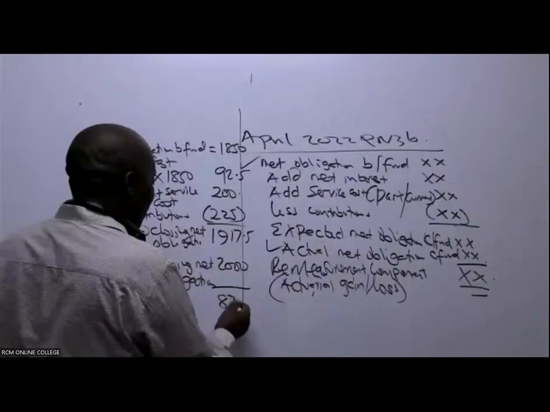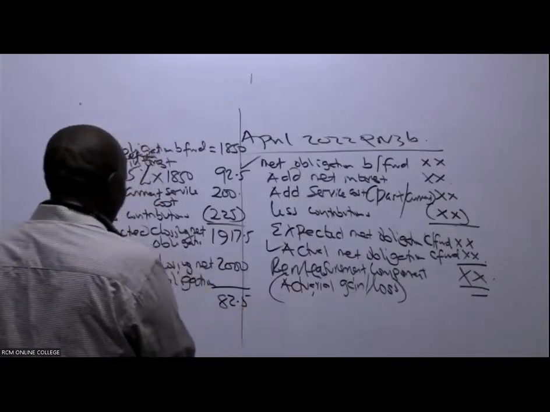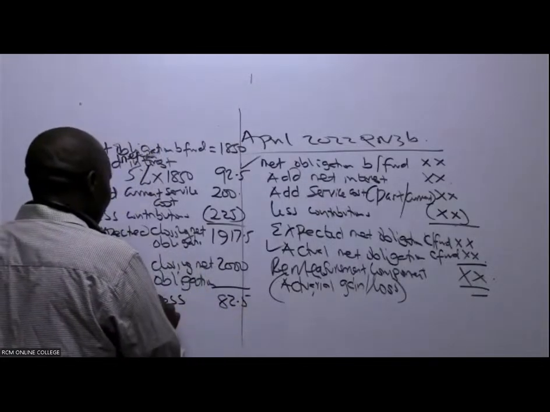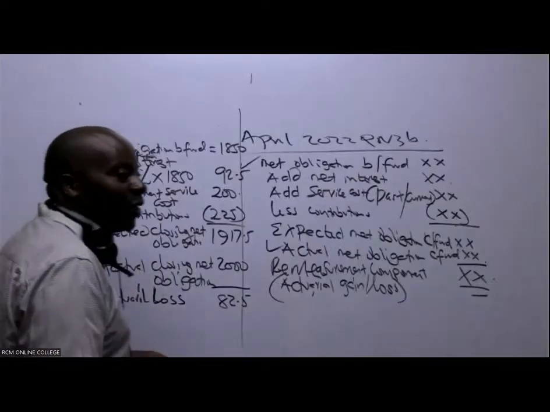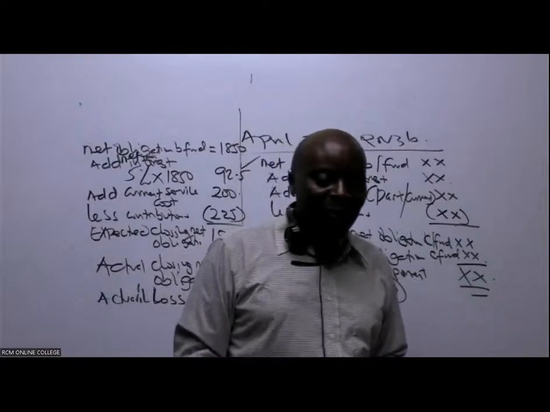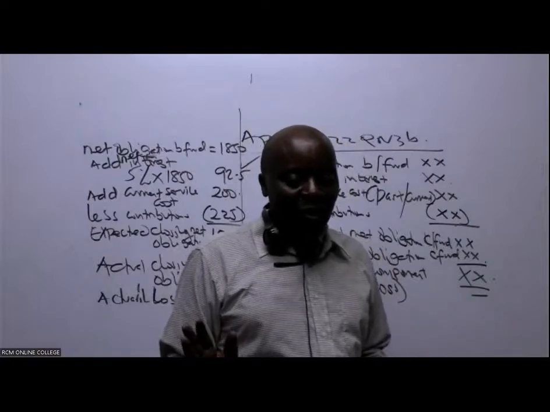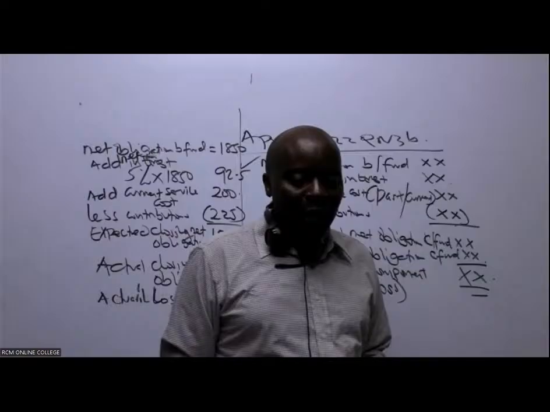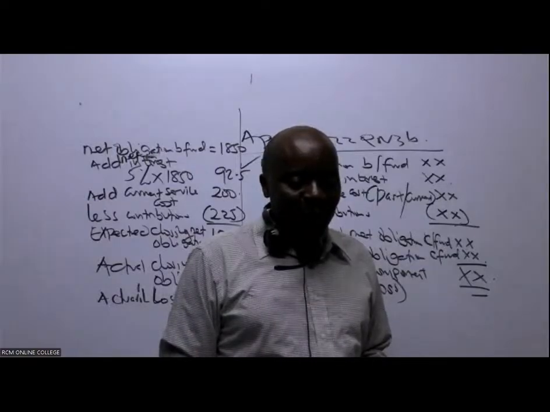Mike has also misled a little. When you just say the name loss, actuarial loss, you don't say minus. You wouldn't say KQ made a loss of negative 10 billion. You just say the name loss. So it's a loss of 82.5.